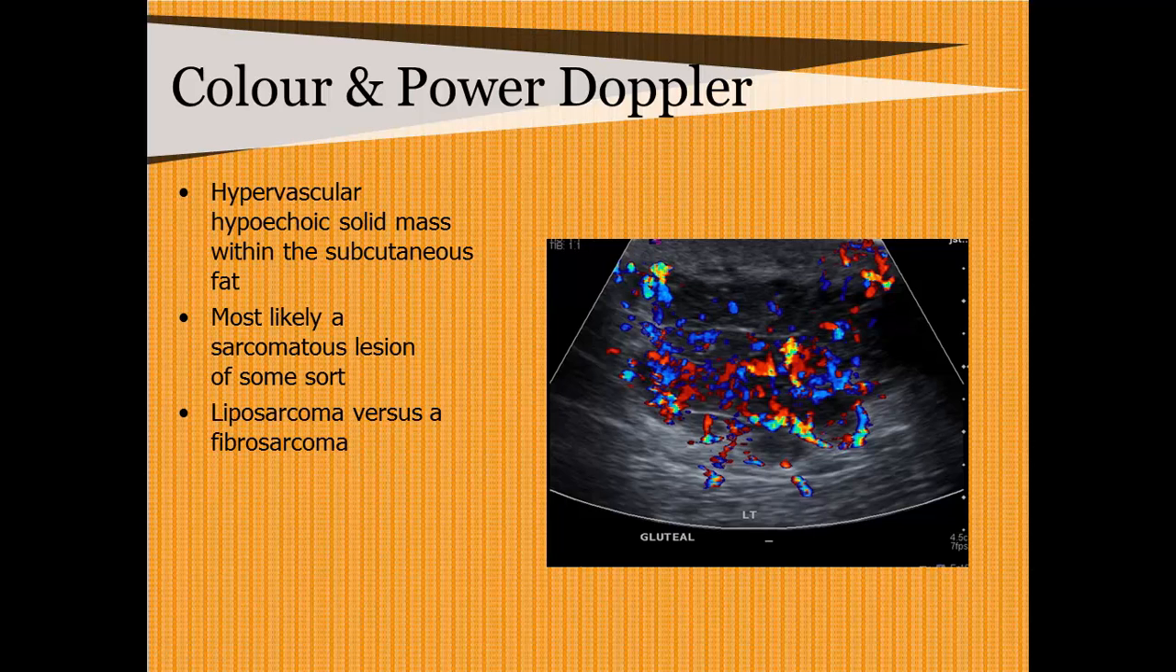It could have been a collection of some kind, but as soon as you throw some color on, you notice it was hypervascular, it's hypoechoic, it's solid, and you've got to tell them where it is. It was within the subcutaneous fat layer and not the glute. So you're going to come across things like this. This is most likely a mass, a solid thing. It's got very much vascularity to it, so it's probably a sarcomatous lesion or some sort of liposarcoma versus a fibrosarcoma. And it ended up being a malignant sarcoma.